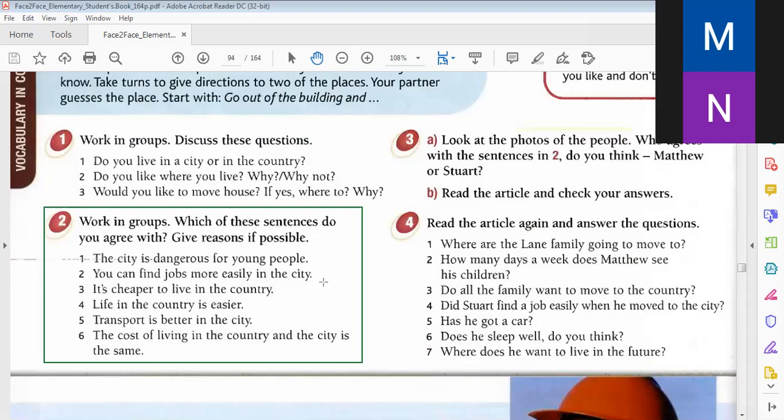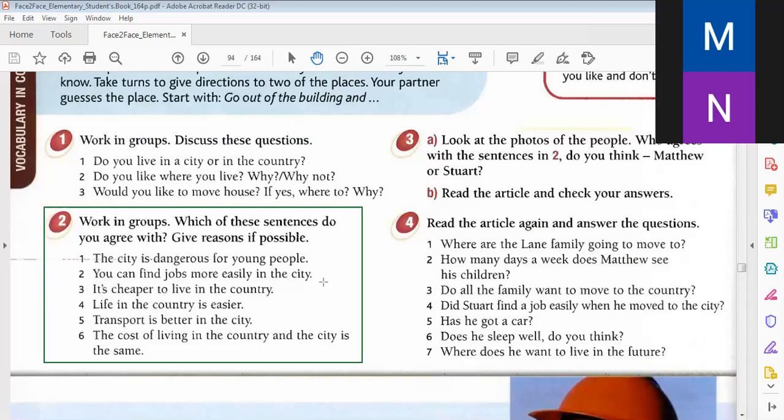So do you agree with number 6? Do you think the cost of living is the same in the country and in the city, or not the same? I think yes. You think yes? Yes, maybe. What do you think, Cecipe? Do you think it's the same? The country and the city, the cost of living? Yes, usually the same.